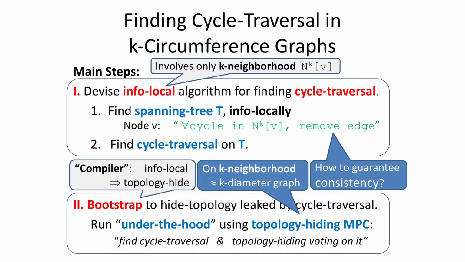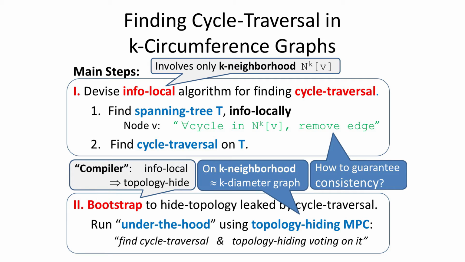What about k-circumference graphs? So first we said we devise an info-local algorithm. It's the one before the open questions slide. So how do you find a spanning tree info-locally? If the cycles are short, then if you look at your k-neighborhood, you'll see the entire cycle. And then you just remove an edge, and there are some subtleties here because we need to guarantee consistency. But when you do that, that's not topology hiding, because even just the output is not topology hiding. If you know whether the edge is on the cycle or not, it reveals something about that neighbor that you wouldn't know otherwise.